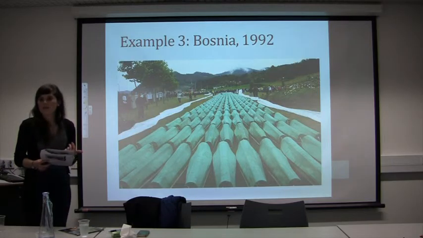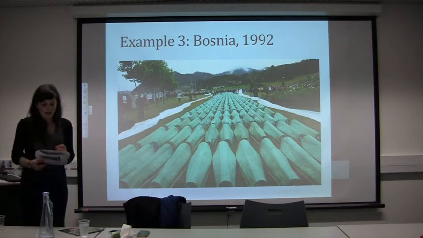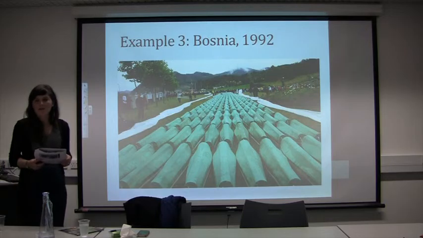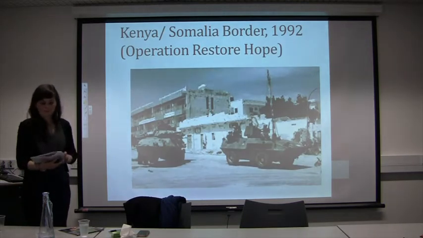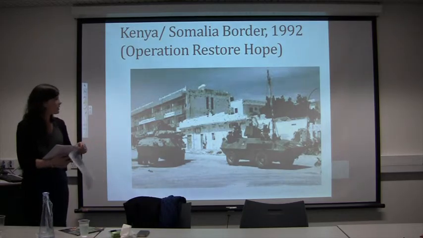Two of the safe havens fell to the Serbs, and as I'm sure you know, the Bosnian Serb forces entered Srebrenica in July 1995, following which more than 7,000 Muslim men and boys were killed. So I won't go into this example.